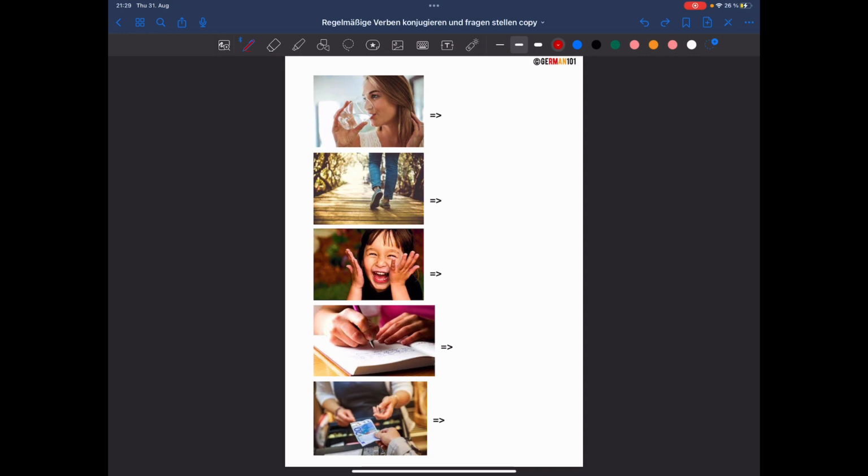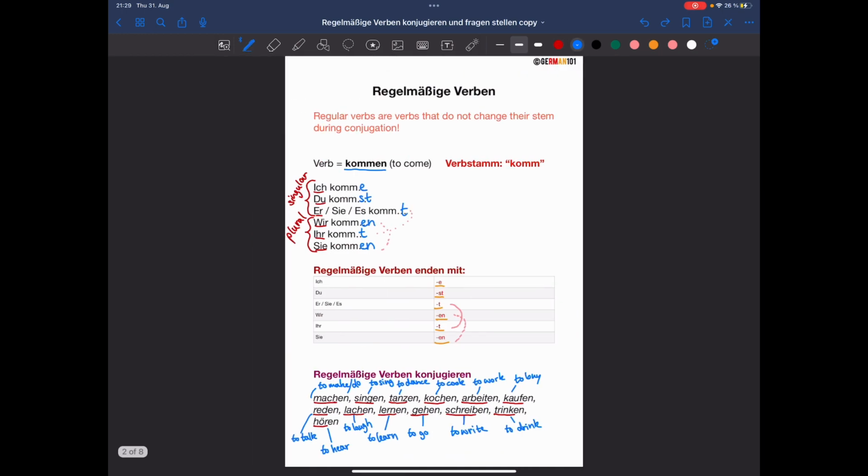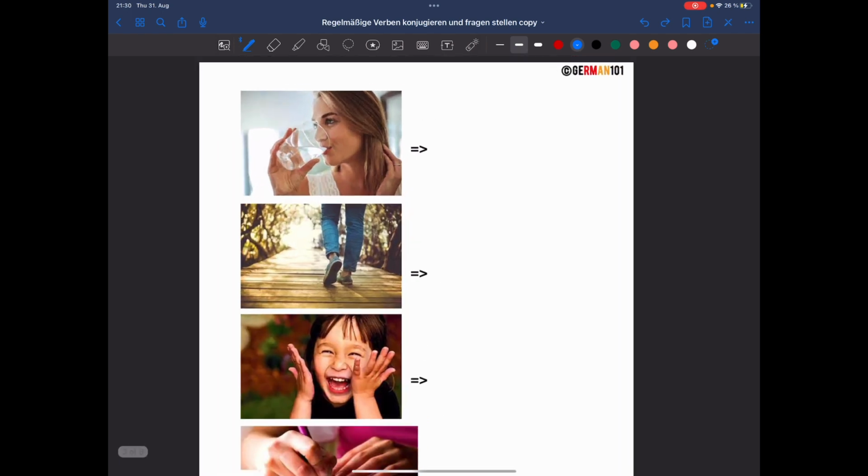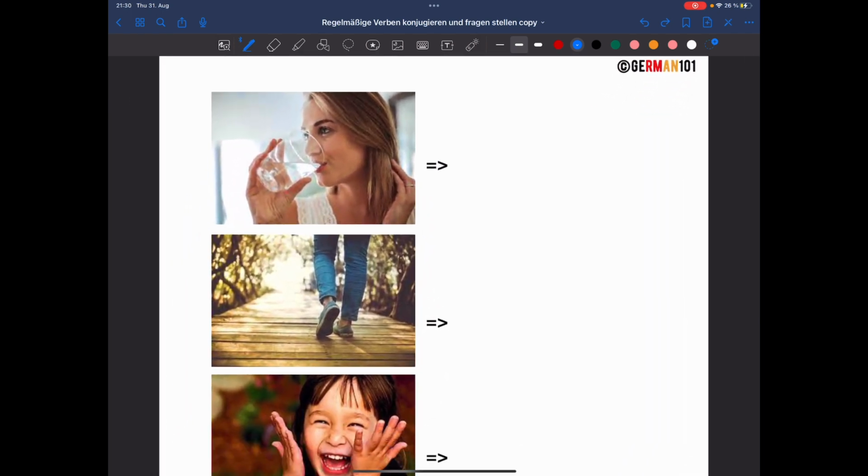Now, I have a couple of pictures here and I want you or us together to find the right verb, which we just learned here. Maybe you can take a screenshot or take a photo with your phone so you can see them while we move along. Okay, so the first picture, which verb do you think is correct here? That's right. So trinken, to drink, trinken. Can you make a sentence with trinken for she? Because this is a girl in the picture, right?